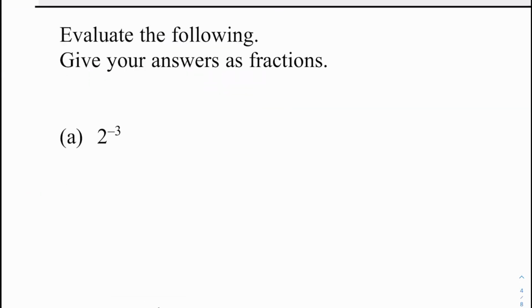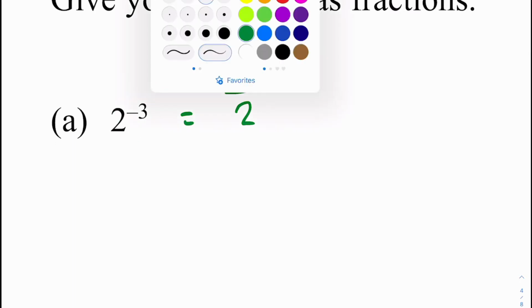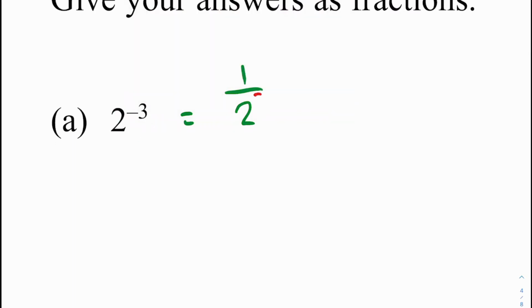Next question, we need to evaluate the following, giving our answers as fractions. So now we're introducing negative powers, and all this means is when we've got a negative power, we can keep the base the same, so the base 2 stays the same, and we have to do 1 over our base, okay? And then whatever power we had here, minus 3, we take away the negative sign, and we just put the 3 on the 2 in the bottom.